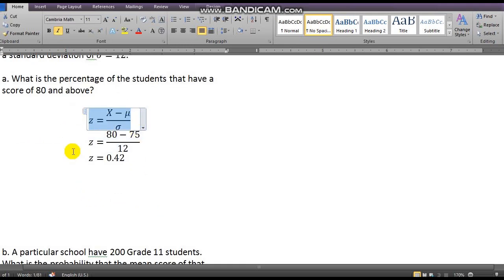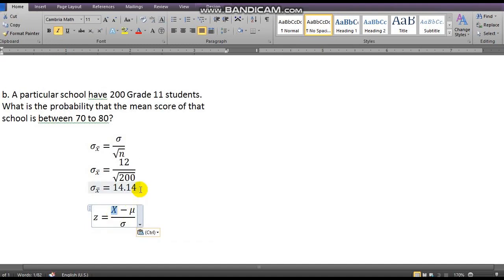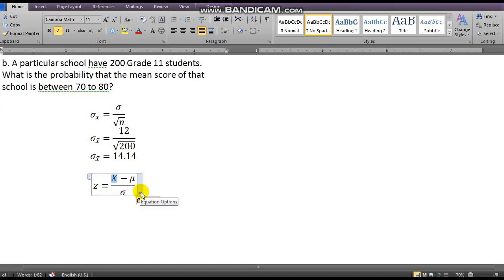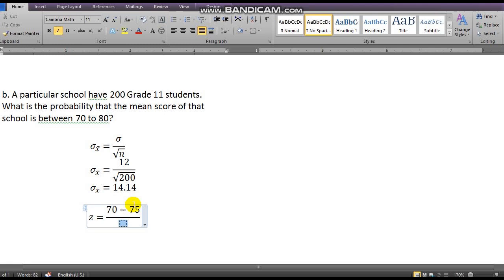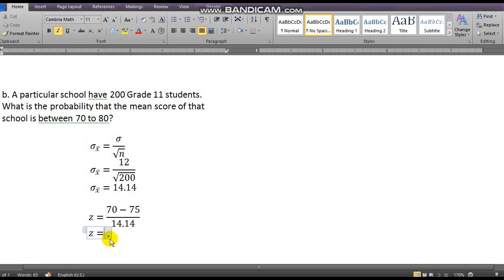From here, we can use the z-score. The score is from 70 to 80, so we're actually going to get two z-scores here. Let's start with 70. 70 minus the mean, which is 75, divided by the sample standard deviation, which is 14.14. So z is equal to 70 minus 75 divided by 14.14, and that's negative 0.35. So that's our first one.